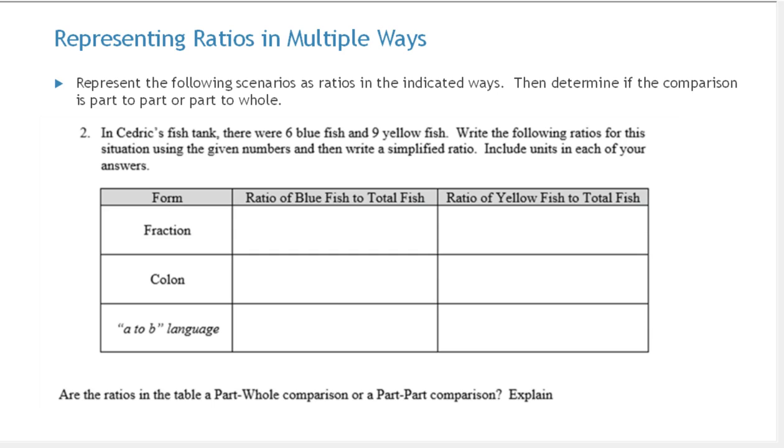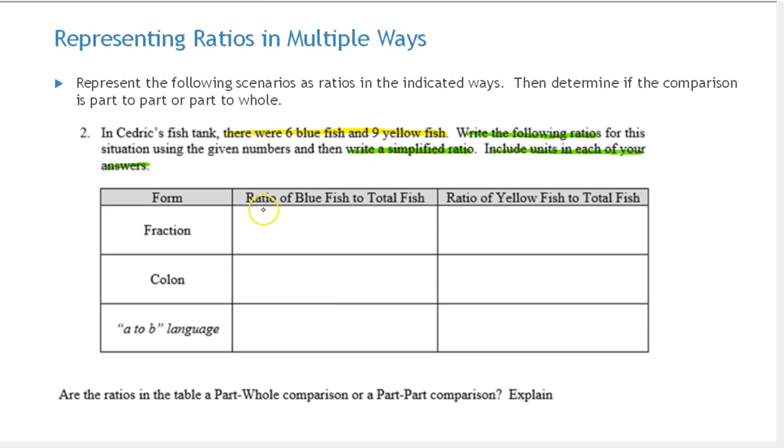Let's look at another example. We're going to highlight the important information. In Cedric's fish tank, there were 6 blue fish and 9 yellow fish. Write the following ratios for the situation using the given numbers. So just like last time, we're going to write the ratios. We're also going to write a simplified ratio, and we're going to include units in each of our answers.